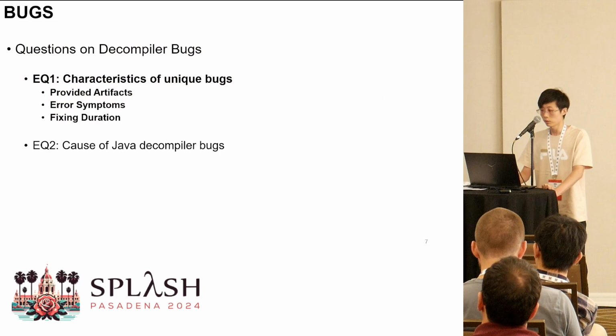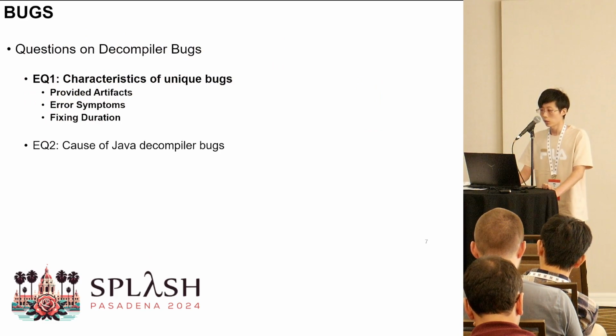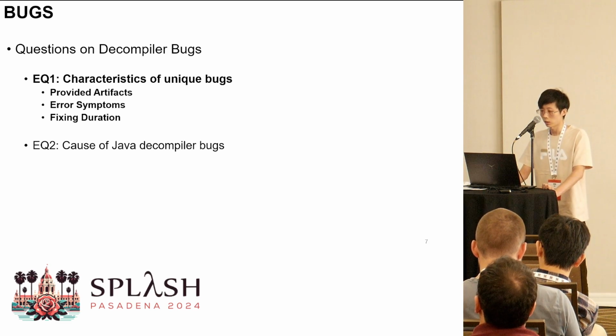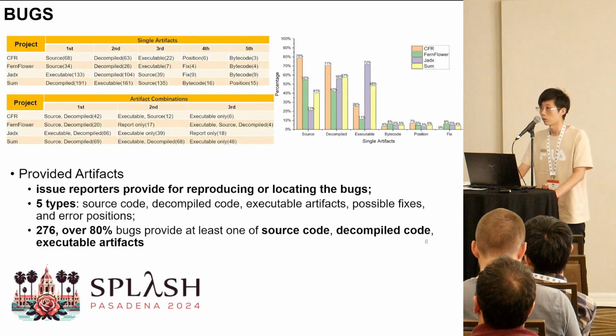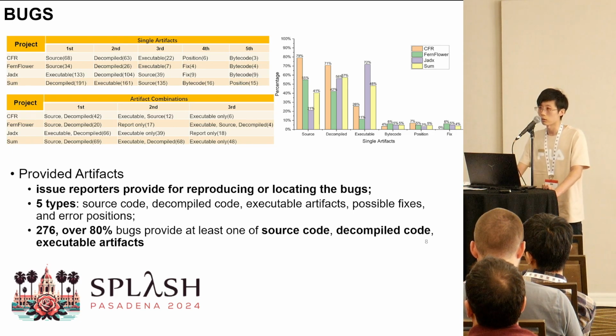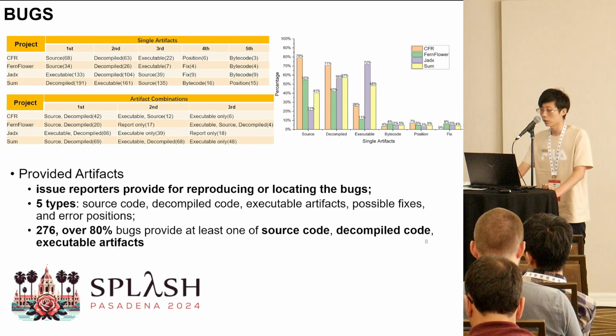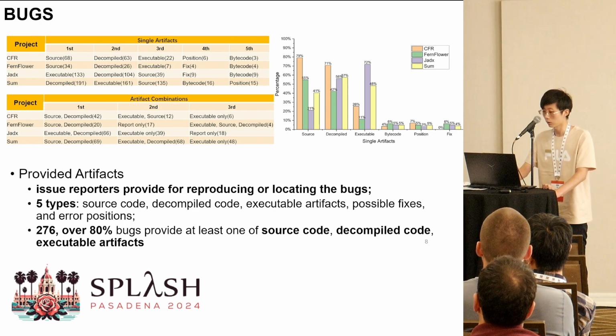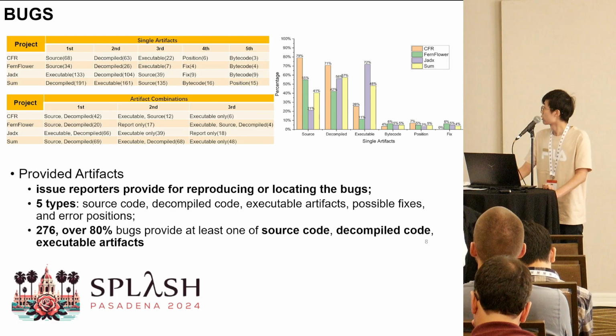First, from the outward appearance, we analyze the characteristics of the Java decompiler bugs, including the provided artifacts. The artifacts are those that the issue reporters provided to the developers so that they can reproduce and locate the bugs. We have five kinds of artifacts, including the source code, the decompiled code, executable artifacts, possible fix, and the error symptoms and error positions. Here the table and the figure list their distributions.